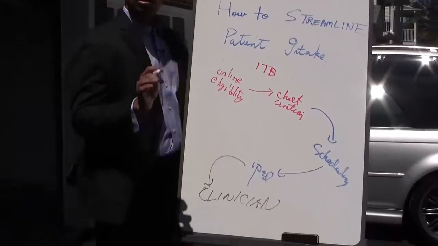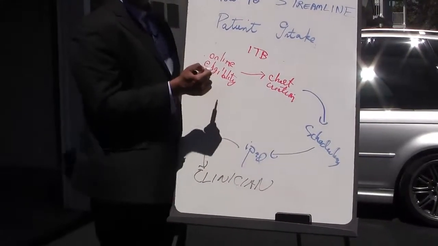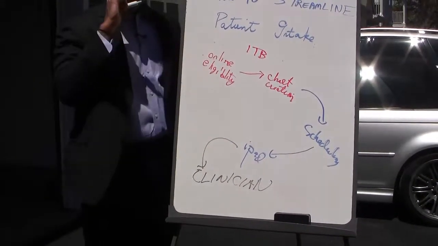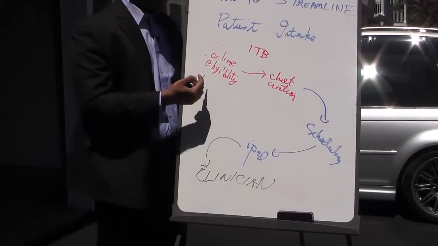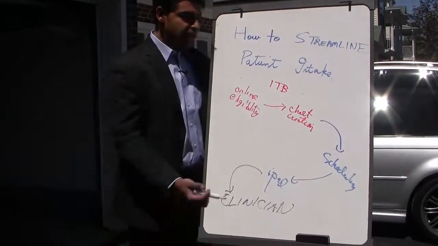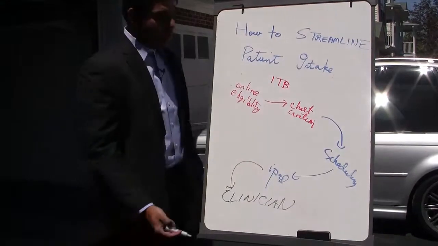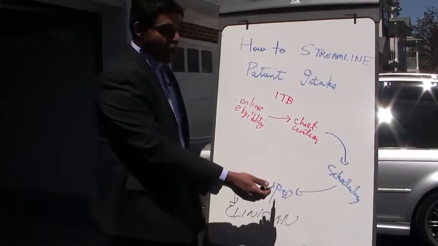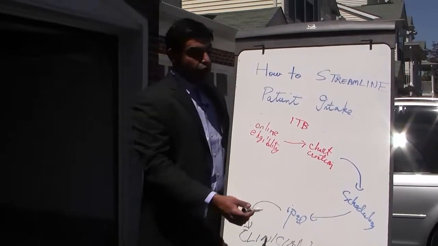Your front desk, all they do is they take the patient's insurance information, they verify online eligibility using a service like InTouch Biller Pro. The patient chart's created automatically, the scheduling is done within 2 minutes. Once the scheduling is done, the patient now checks in himself or herself on the iPad.